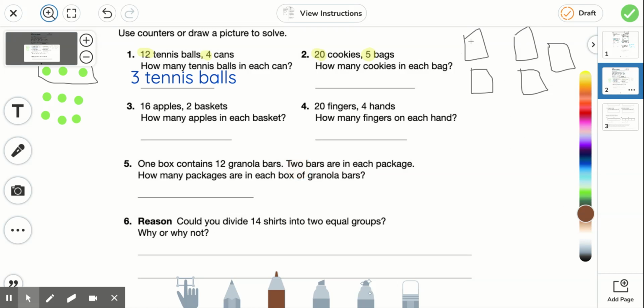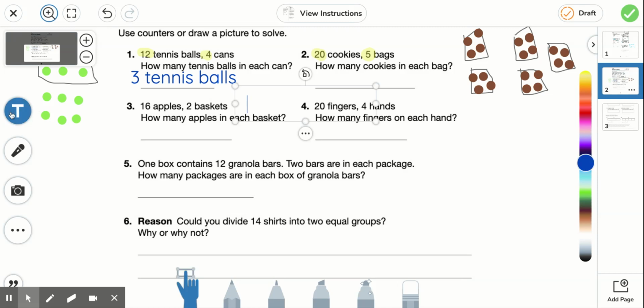All right, here we go. Ready? 1, 2, 3, 4, 5, 6, 7, 8, 9, 10, 11, 12, 13, 14, 15, 16, 17, 18, 19, 20. All right. I've got my 5 bags. I separated the 20 cookies equally. It looks like they all have the same amount. I see 4, 4, 4, 4, and 4. So each bag must get 4 cookies.